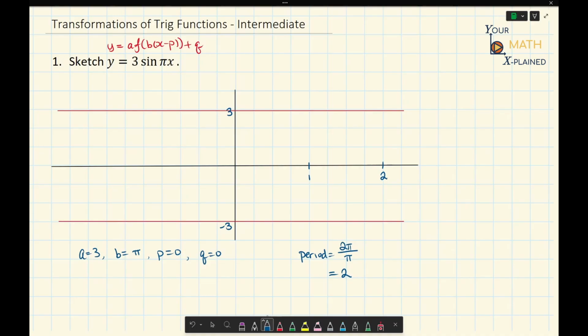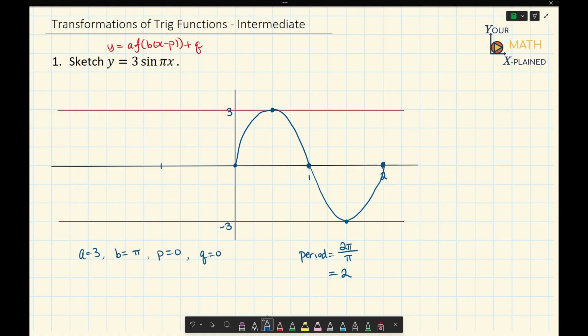So since we have no phase shift, we're going to start at the origin, just like the original sine graph. And then we're going to complete one full cycle at 2, which means we're going to hit our maximum value at 1/2. We're going to go back to 0 at 1, and our minimum value is going to happen at x is equal to 3 over 2. And now we can go ahead and draw our curve, which is going to look something like this. So this would be one full cycle of this sine graph.